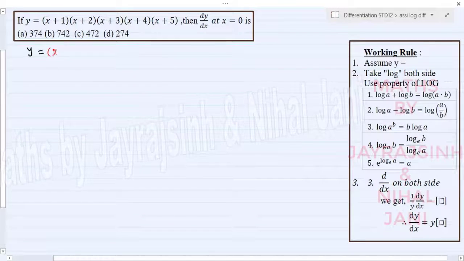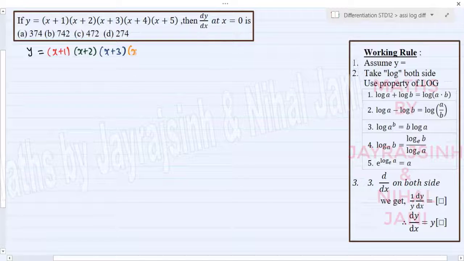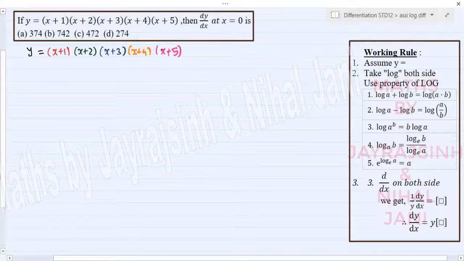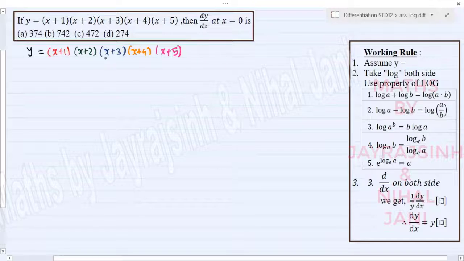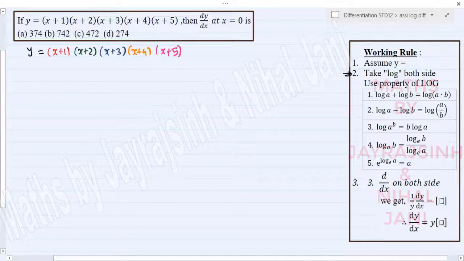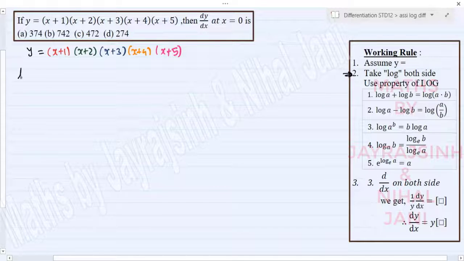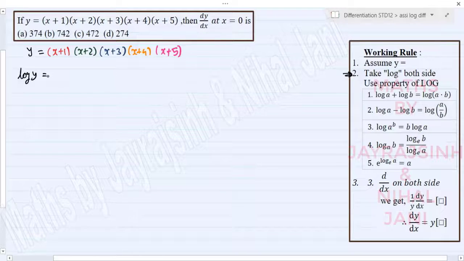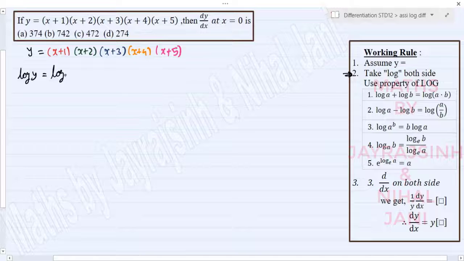If y is equal to x plus 1, x plus 2, x plus 3, x plus 4, x plus 5, then we have to find dy by dx at x is equal to 0. Now we should take log on both the sides. So we'll get log y is equal to log of all the terms.